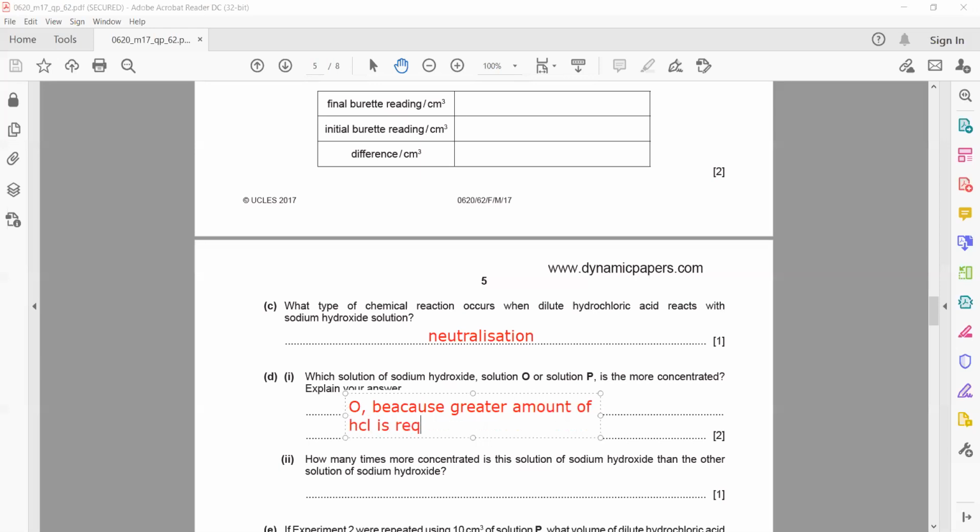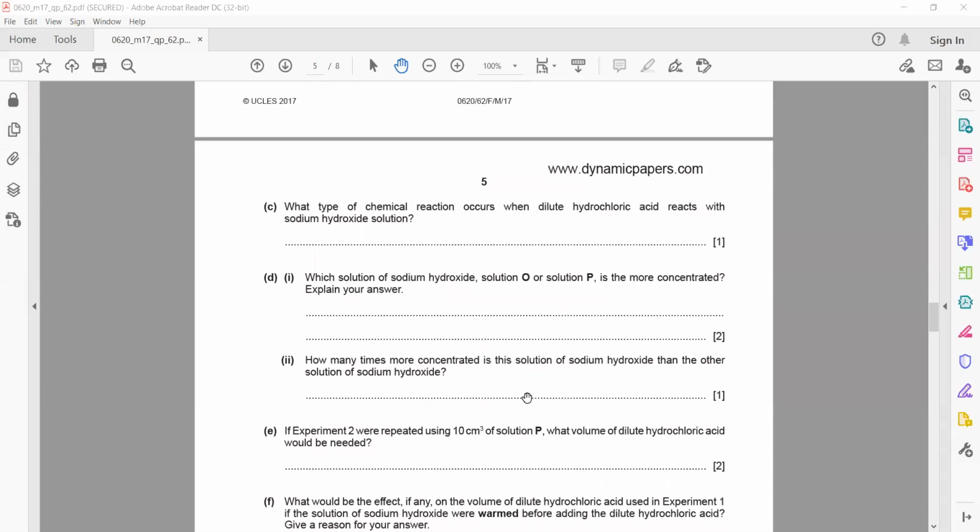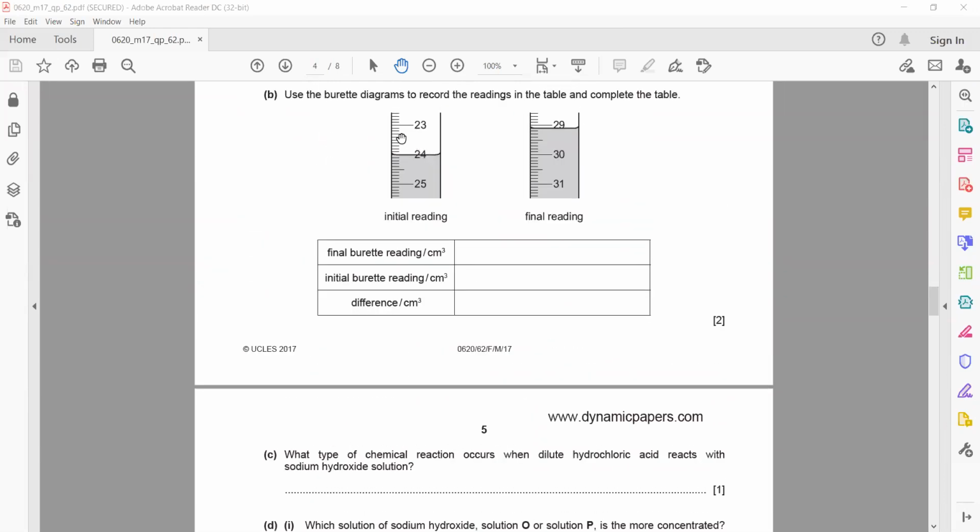Then the next part: how many times more concentrated is the solution of sodium hydroxide than the other one? So it's about 5, because this was 25.5, and this was 5.1. So when I compare the ratio, 25.5 divided by 5.1, it is 5 times higher concentration.